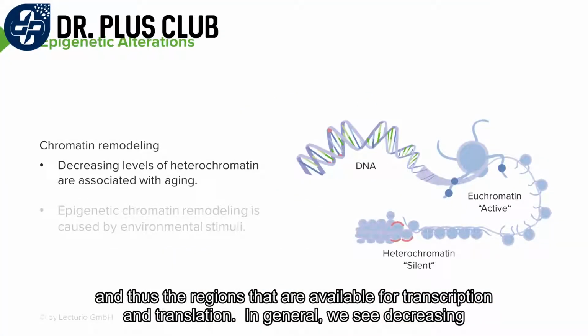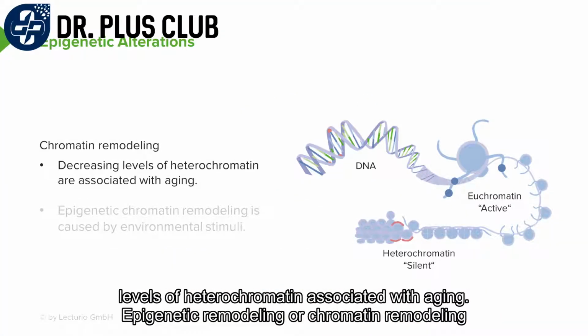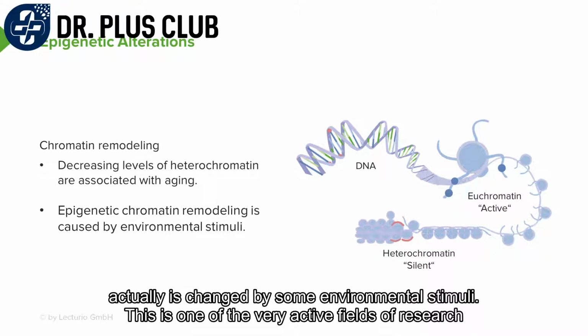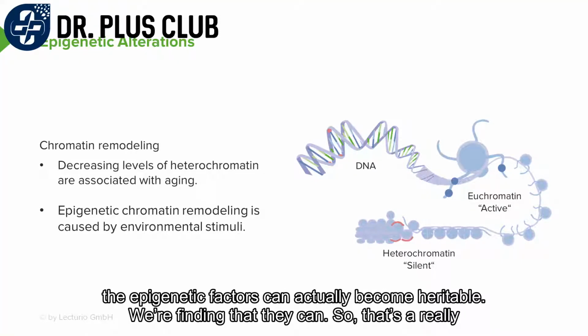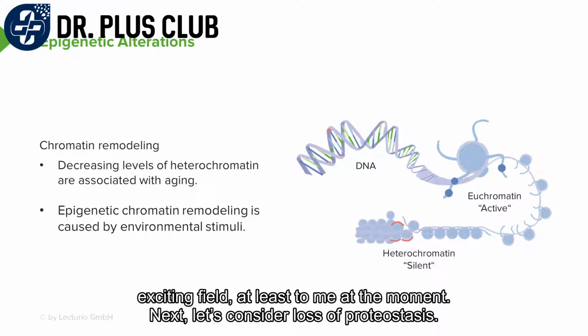So in general, we see decreasing levels of heterochromatin associated with aging, and epigenetic remodeling or chromatin remodeling actually is changed by some environmental stimuli. And this is one of the very active fields of research at the moment, and how some of these environmental modifications to the, let's say, not DNA, the epigenetic factors, can actually become heritable, and we're finding that they can. So that's a really exciting field, at least to me at the moment.